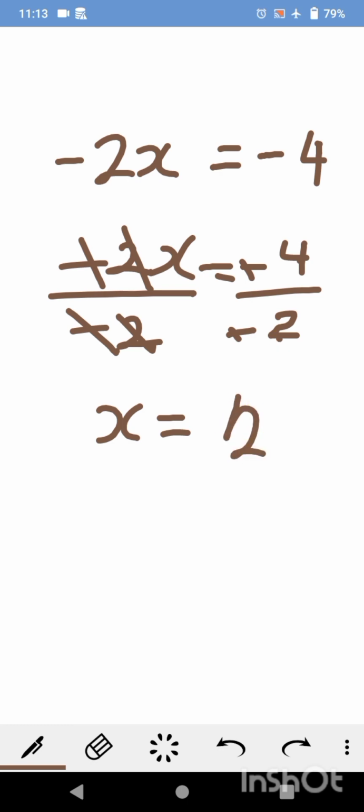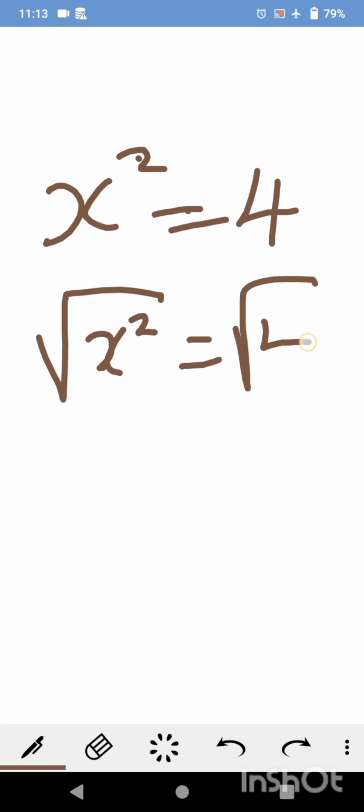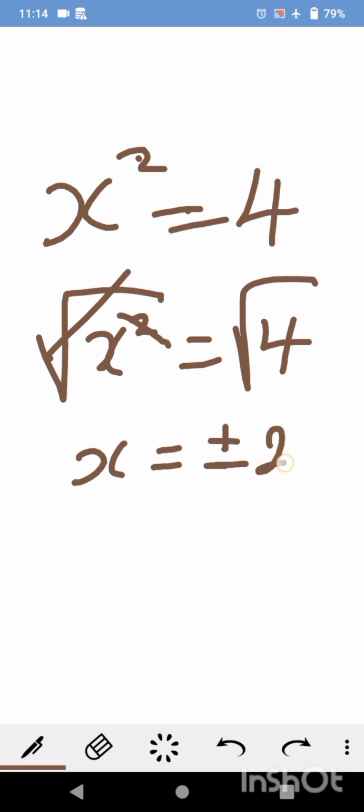Alright. Let's solve further problems on simple equations involving one step. So if we have x raised to power 2 equal to 4, what do we do? We simply square root both sides, and we have it that x will be equal to plus or minus 2. Of course, that's a one-step equation.